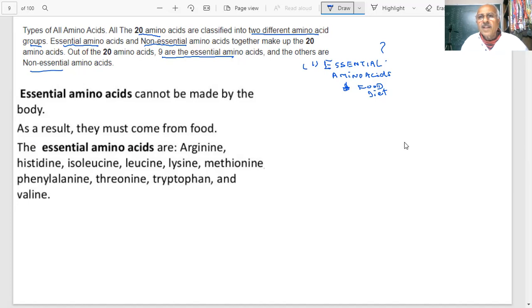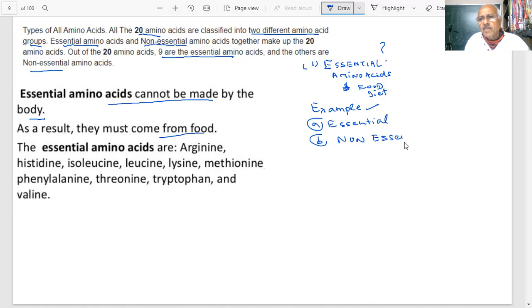There are essential amino acids, students, and essential amino acids cannot be made by the body, very clearly. They must come from food. At least one example of essential and non-essential should be known. It has been asked in the paper. They said give an example of essential amino acid.